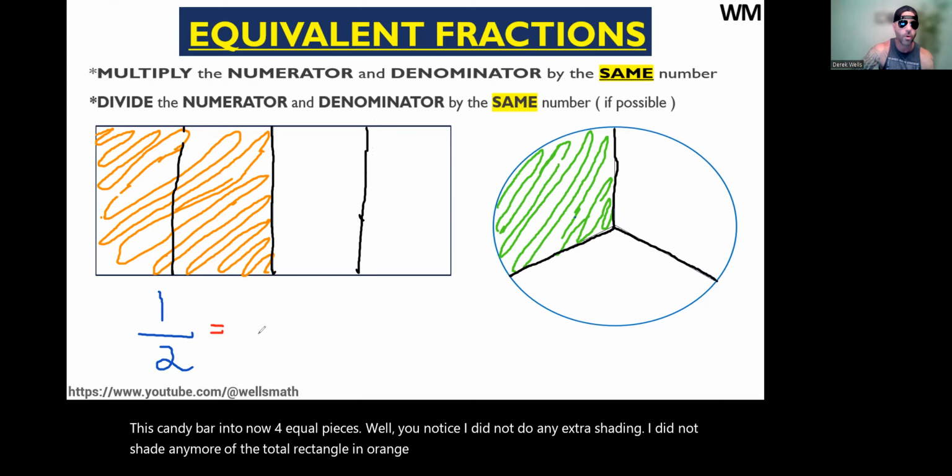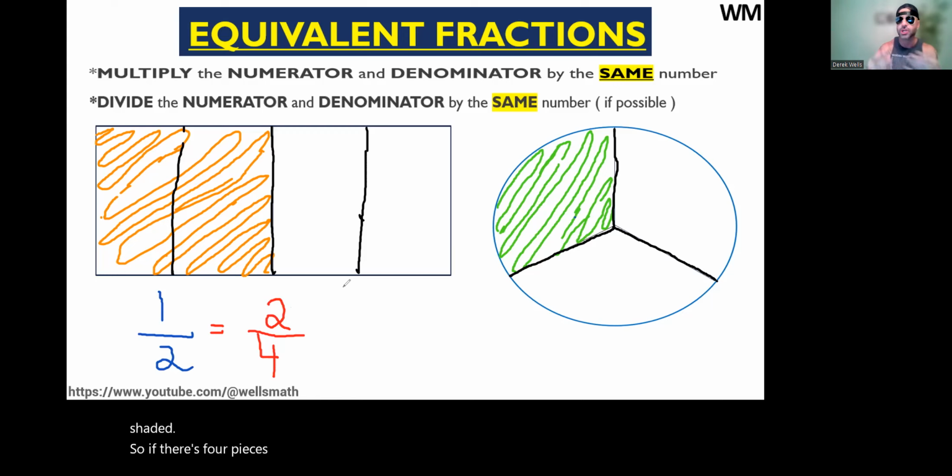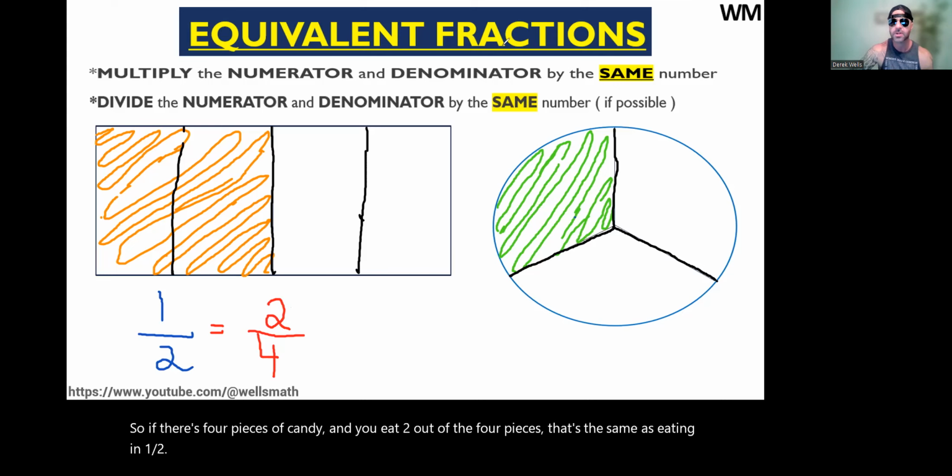Now we do have 4 total pieces. That's going to be my denominator, my bottom number in my fraction. But now we have 2 pieces that are shaded. So if there's 4 pieces of candy and you eat 2 out of the 4 pieces, that's the same as eating 1/2. Let me do this one more time.